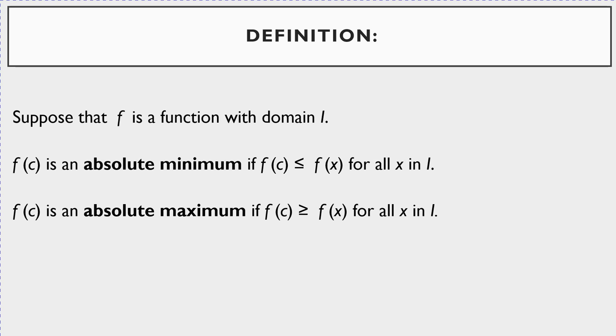Okay, so we'll start with the definition of what exactly is an absolute minimum and an absolute maximum. Suppose that f is a function with domain I. Okay, so the domain is some interval. f of c, so the value f of c, just so we're clear, that's the y value of the function, is an absolute minimum if f of c is less than or equal to f of x for all x in this interval I. Okay, so it's the lowest possible value.